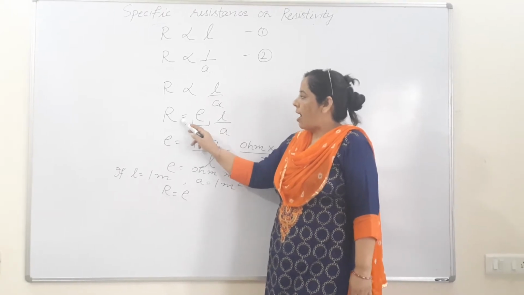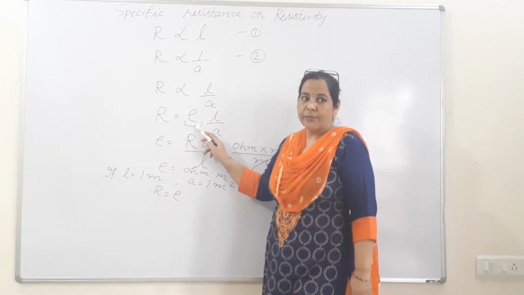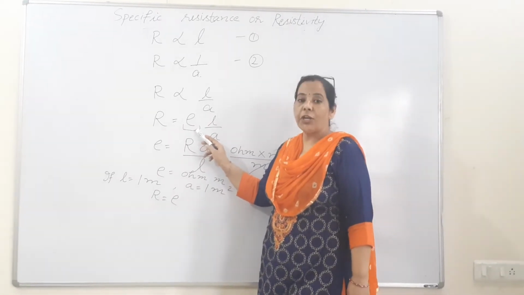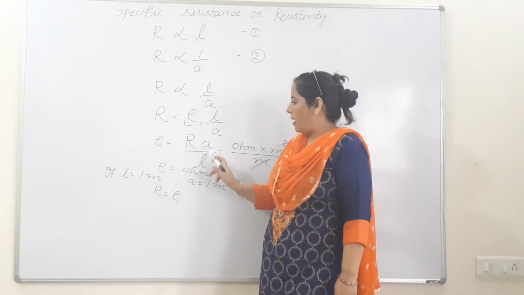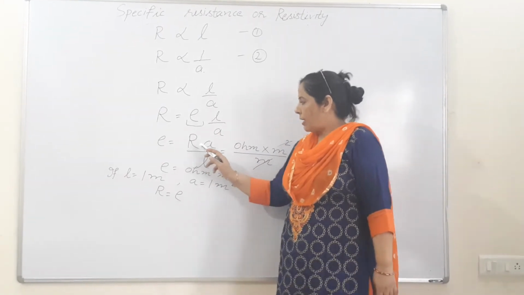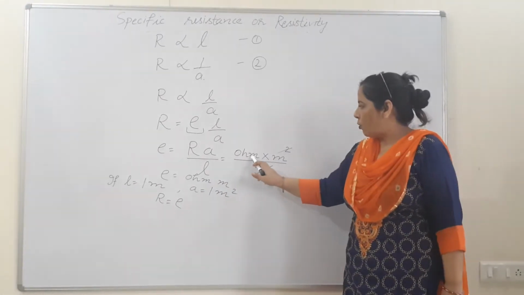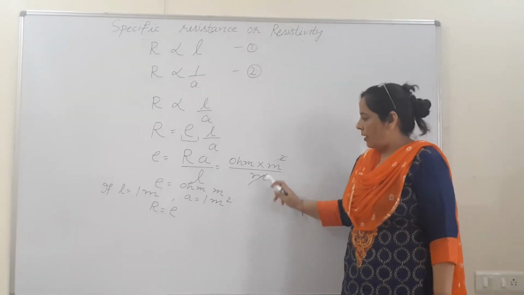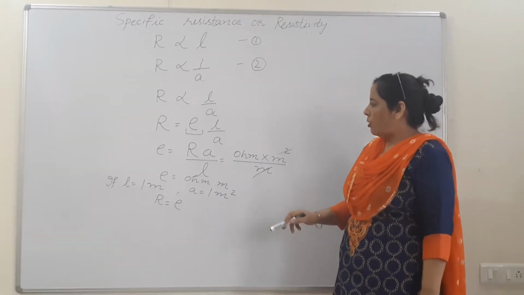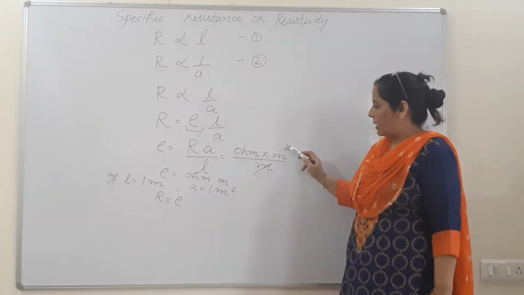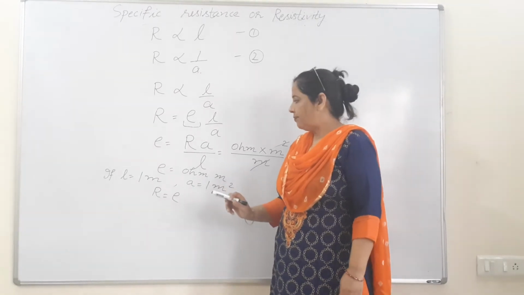So it is R is equal to rho L by A, where this rho is called the specific resistance or resistivity of the conductor. Then what will be the value of rho? R A divided by L. Then beta, what is the unit of this specific resistance? Resistance is measured in ohm, area is in meter square, and length is measured in meter. So the unit of rho will be, because meter will get cancelled, ohm meter.